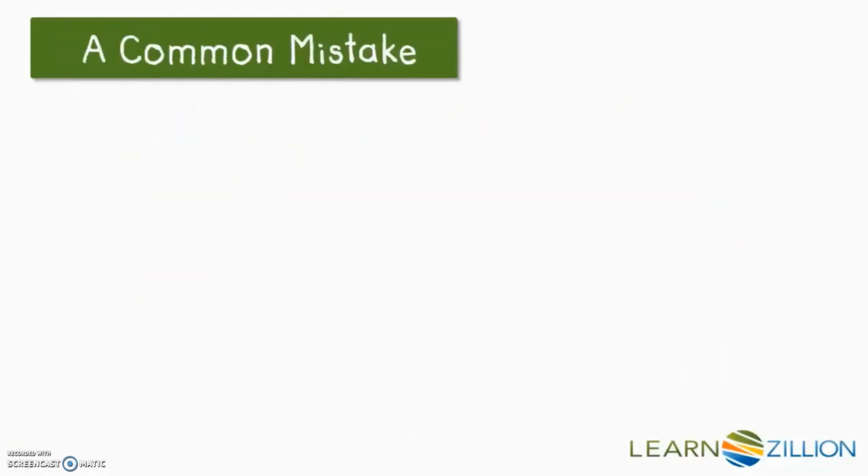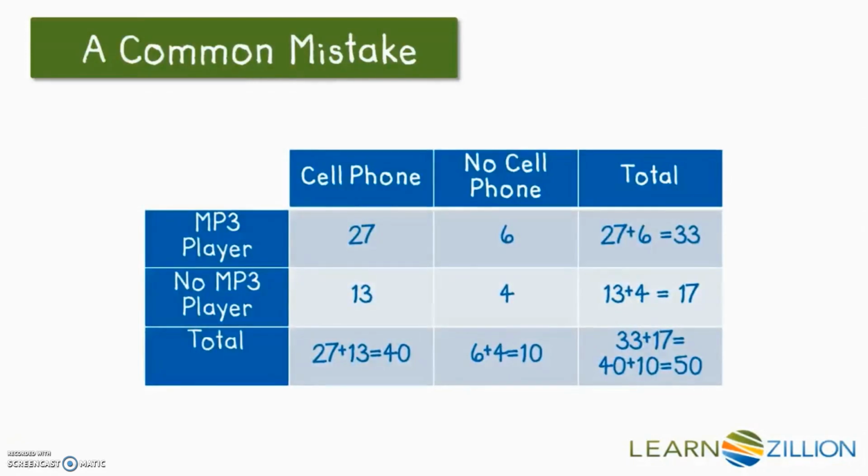A common mistake when working with two-way tables is remembering that when we get this total number here, we've either added these two numbers to get that number, or we've added these two numbers to get that number. We would never add all four of those numbers together.